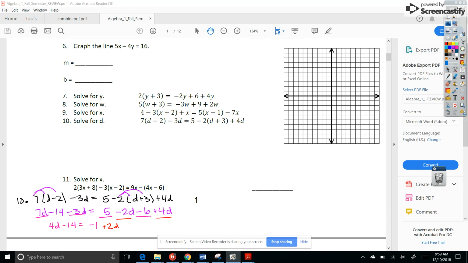Okay, inverse operations to combine my like terms. So I have minus 2d minus 2d, since this 2d was positive. So 4d minus 2d is 2d. And then I will add 14. So negative 1 plus 14 is 13. And dividing by 2 gives me 13 halves, or 6.5.